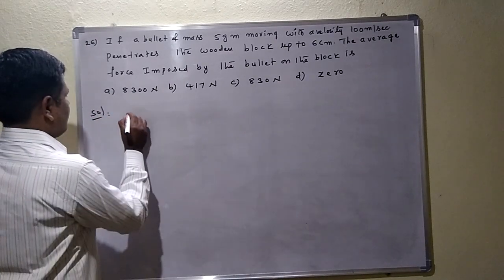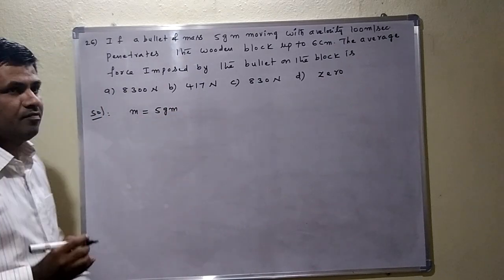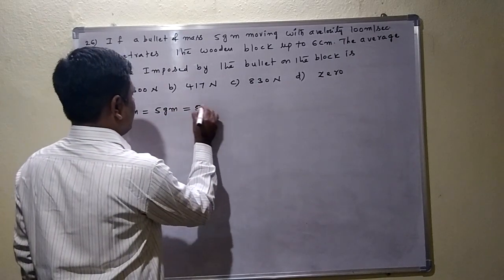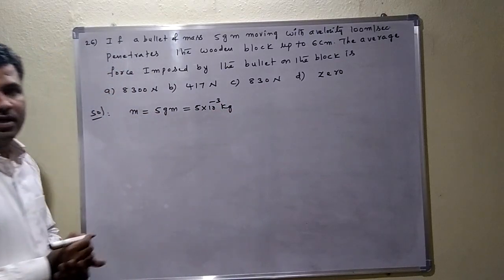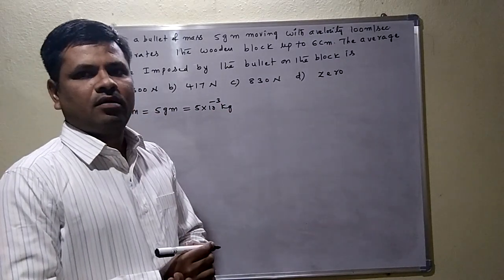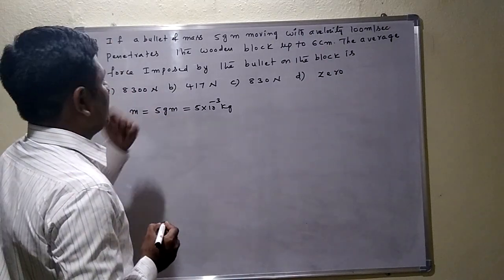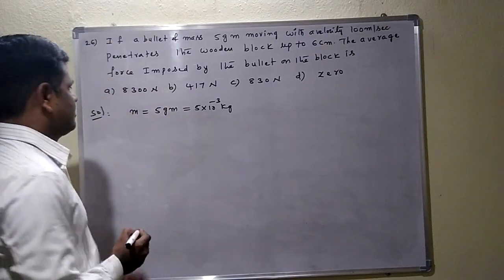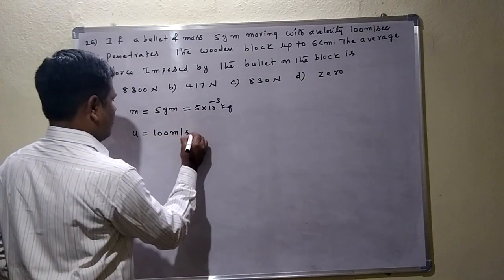here mass is given. How many grams are given? 5 grams. 5 grams means 5 into 10 power of minus 3 kg. I am converting this into kilograms. Now here a bullet is moving with an initial velocity given, u is equal to 100 meter per second.